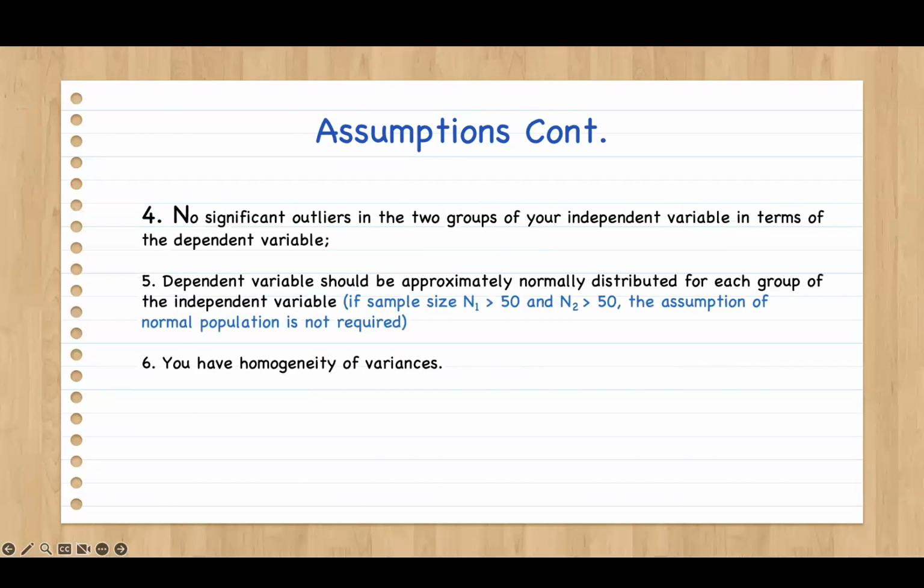Numbers 4, 5, and 6 of the assumptions are about the nature of your study. So 4, there should be no significant outliers in terms of the dependent variable. 5, your dependent variable should be approximately normally distributed for each group of the independent variable. And 6, the variance of the dependent variable is equal in each group of your independent variable.